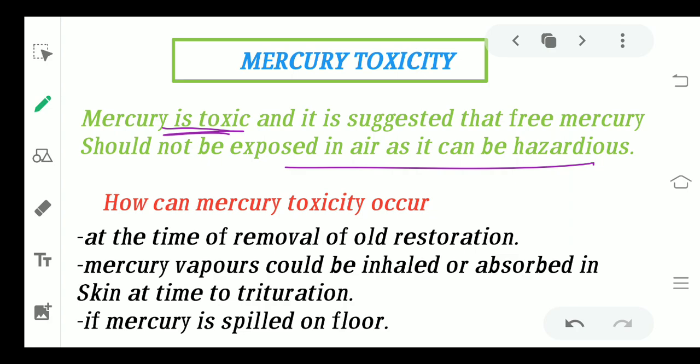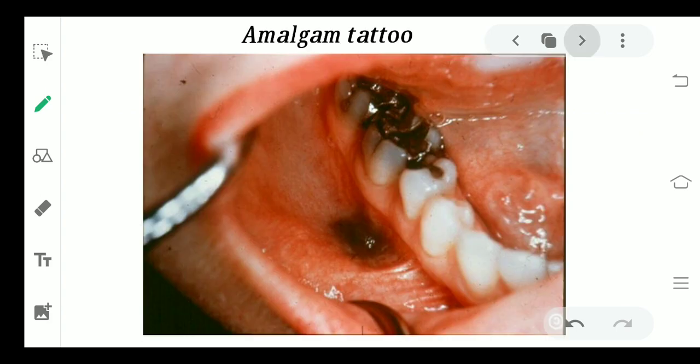Now, how can mercury toxicity occur? For example, if a patient has come to you who has already been done with amalgam restoration, then at the time of removing the old restoration, it can happen. Maybe the mercury vapors have been inhaled or absorbed at the time of trituration. I've already told you in part 1 what trituration is. If mercury is spilled on the floor by mistake, that can also be a form of mercury toxicity. Now, what can happen in the body when mercury toxicity happens? If the level of mercury in the body increases, then it can lead to amalgam tattoo formation. You see these darkened structures in the soft tissues, and that is what we call an amalgam tattoo.